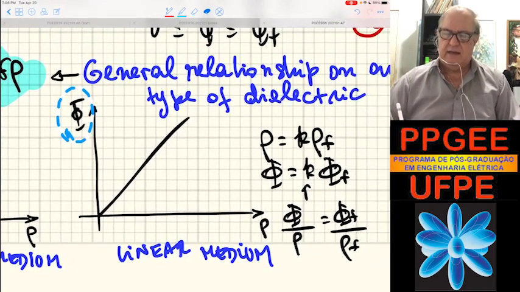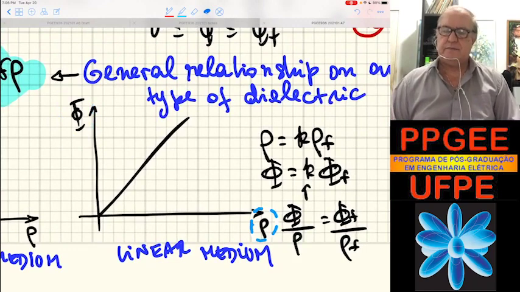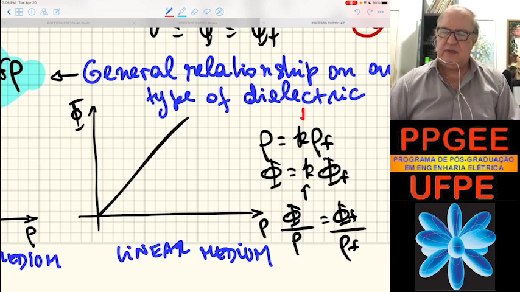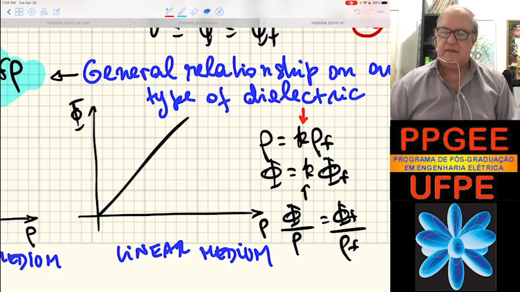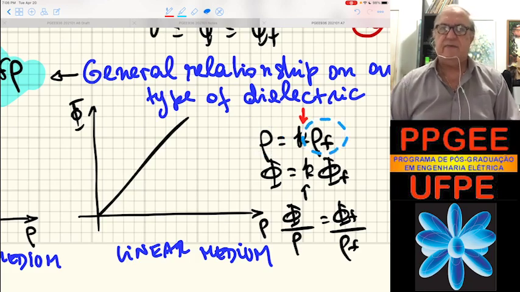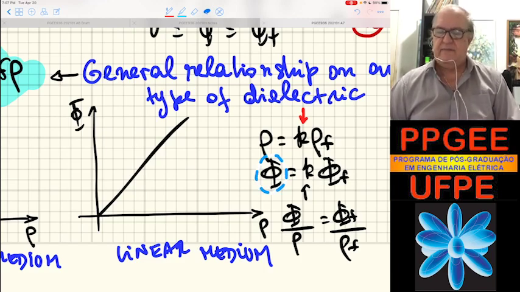So we can calculate the energy at the final state by introducing a variable k, a scale factor, where the density is the scale factor k times rho f. If the system is linear, then accordingly the potential function at any state will be the same scale factor times the final value, right?